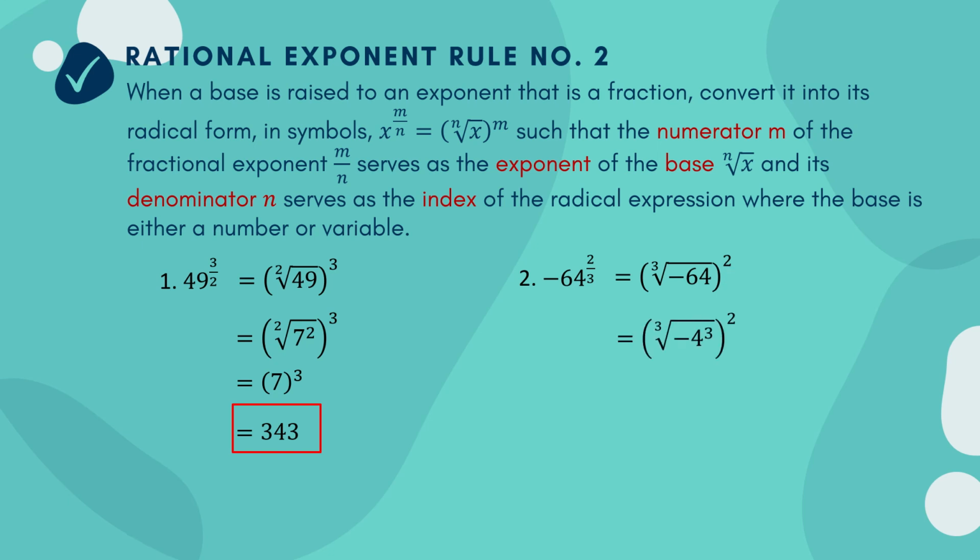Next, gi-rewrite ang negative 64 as negative 4 cube. Okay, negative 64 is a perfect cube. Okay, negative 4 times negative 4 times negative 4 is equivalent to negative 64. Nasabtan ra ba? Negative 4 cube. Negative 4 times negative 4 is positive 16. Positive 16 times negative 4 is negative 64.